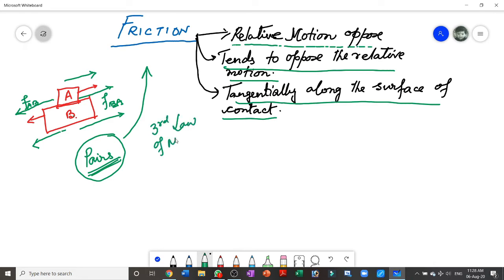Friction is an important topic of motion. It may be asked with Newton's laws of motion or work, power and energy. It can be asked there also. So this is the primary concept of friction. Now we will look at the major thing, that is our first point: static friction.